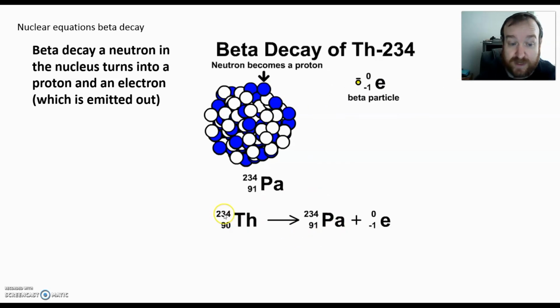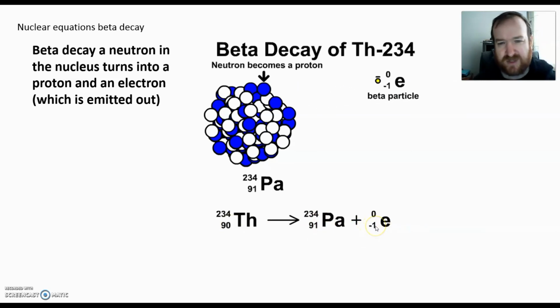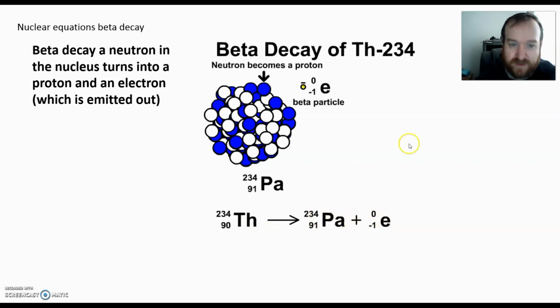And you look at the atomic mass. The atomic mass is easy this time. 234 equals 234 plus 0. The atomic mass doesn't change. The atomic number goes up by 1 because that neutron turns into a proton. 91 take away 1 equals 90, because the atomic number of an electron or a beta particle is -1. It's to do with its charge. That's the way you can think about it. So 91 take away 1 gives you 90.